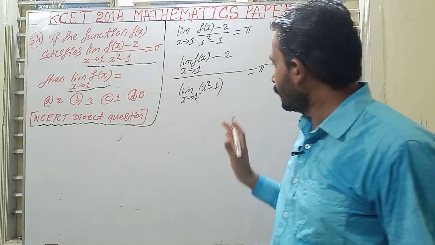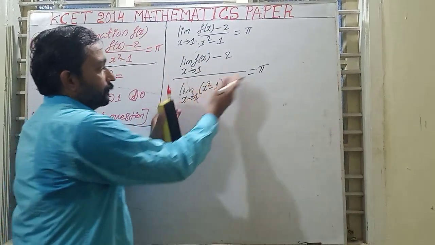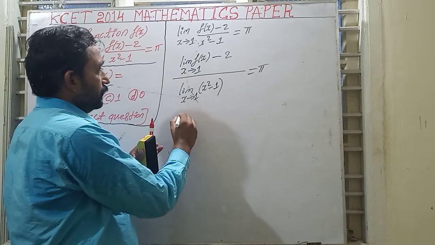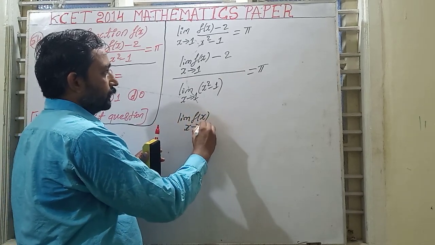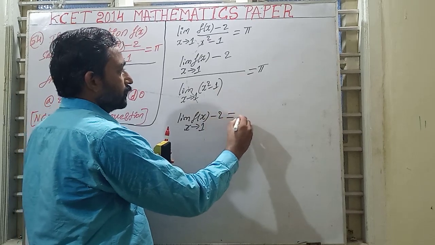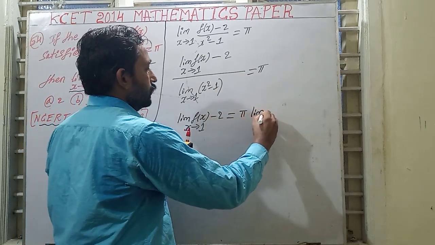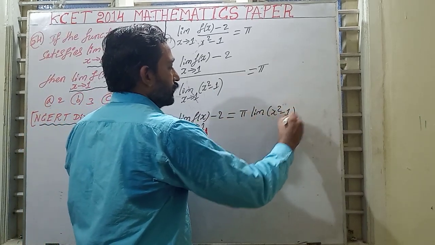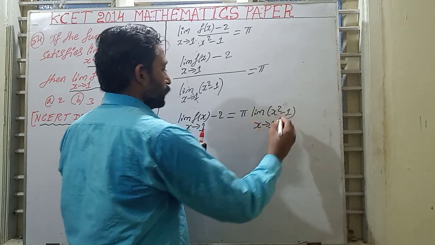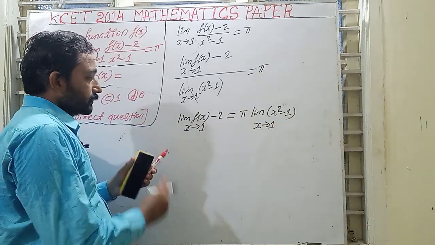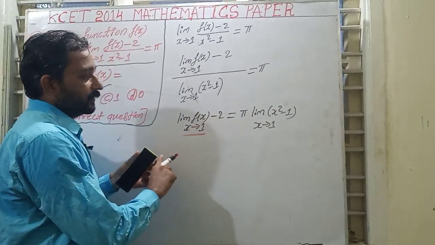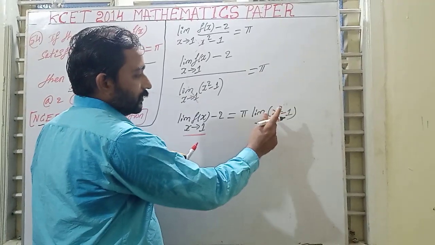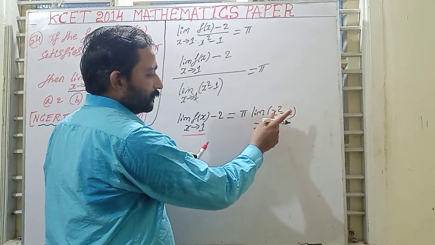So we need cross multiplication. Multiplying crosswise, we get limit f of x as x tends to 1 minus 2 is equal to pi into limit of x square minus 1 as x tends to 1. Okay, so this is the fact we are finding out. Clear? So apply the limit in this function. It is a polynomial. Put x is equal to 1.